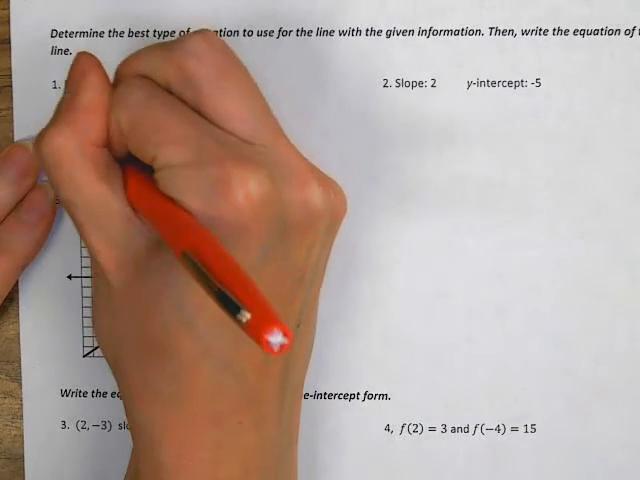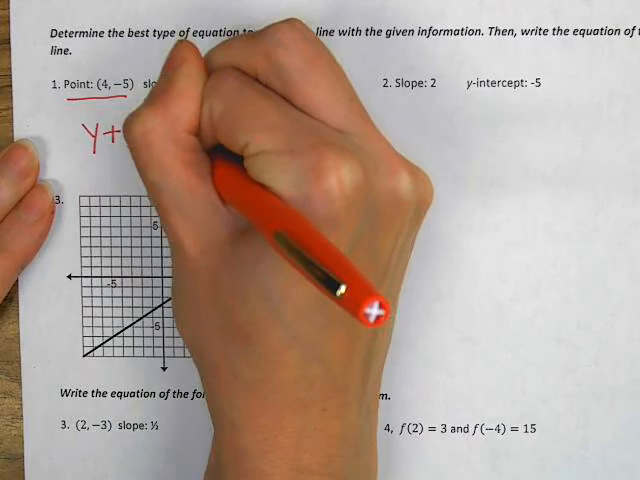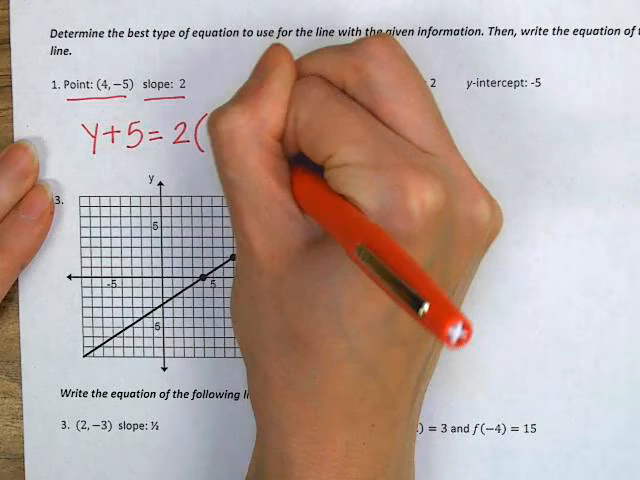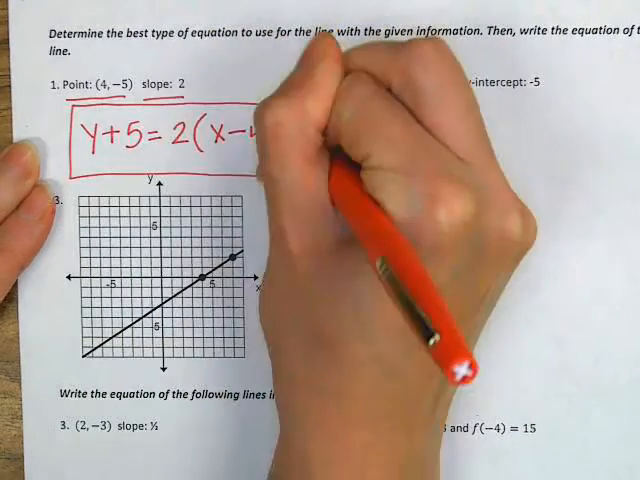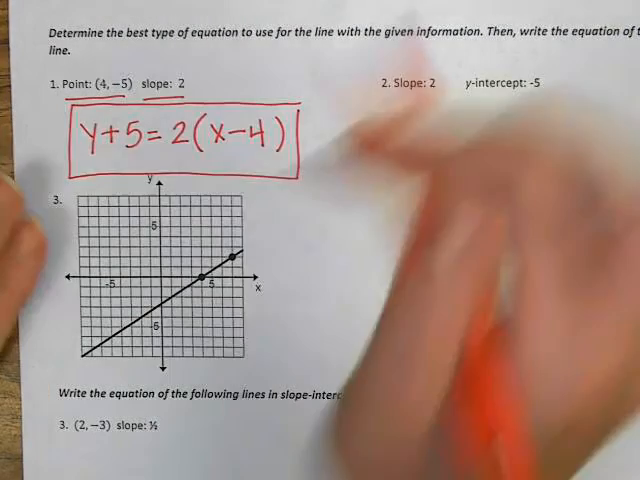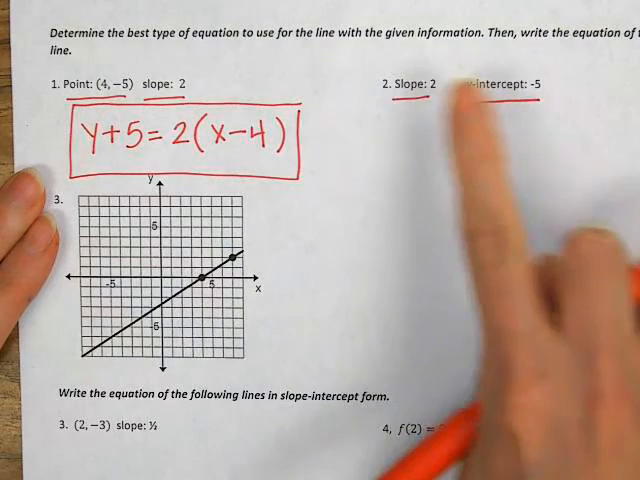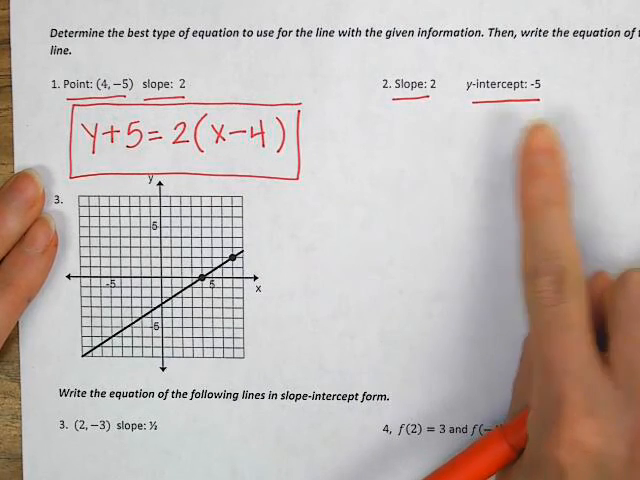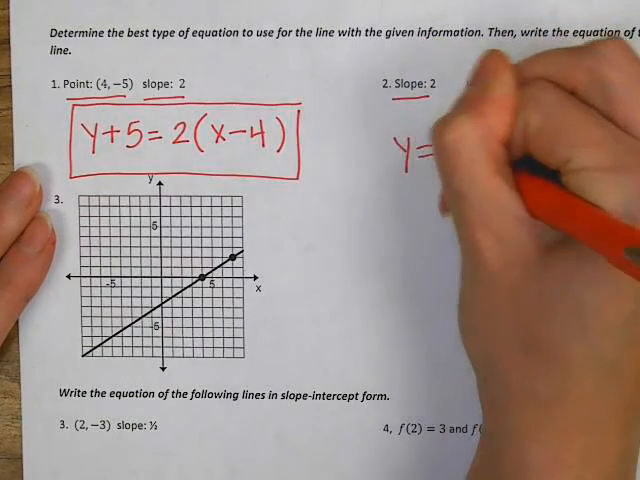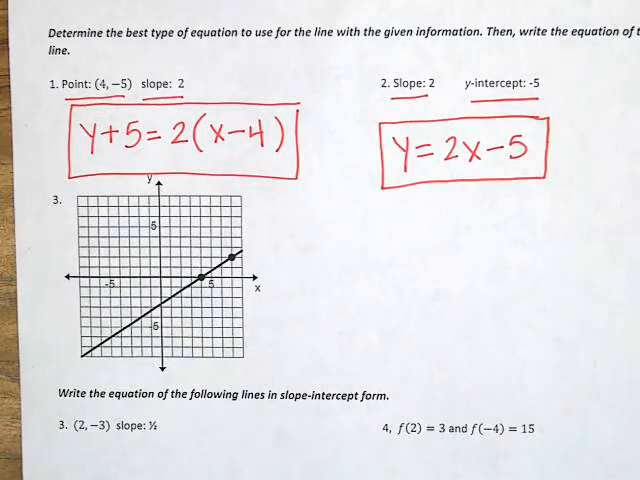Okay, so again, it's y minus y1, so y plus 5, equals slope, which is 2, times x minus x1, which is 4. And remember, in point slope, you are done right there. Now, number 2, they give you the slope and the y-intercept, so we're going to use slope-intercept form, y equals mx plus b. Okay, so y equals mx plus b, it's going to be y equals 2x minus 5. That's the m and the b plugged in. And you leave it like that.